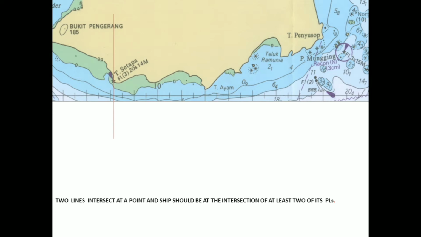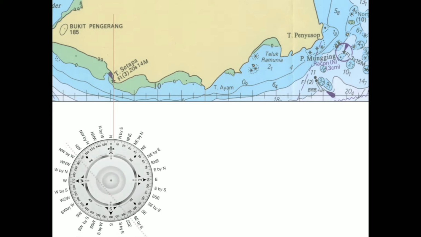Now to get a fix, I should have two position lines. Let's see. This I have taken as 320 here. That's the bearing of this lighthouse. Another lighthouse here, I get the bearing about 063, and this is my position. So to have my position, as I said, we should have two position lines, and that is going to be my position.